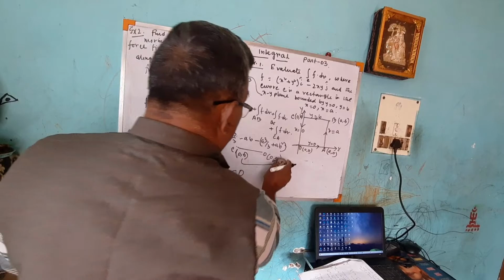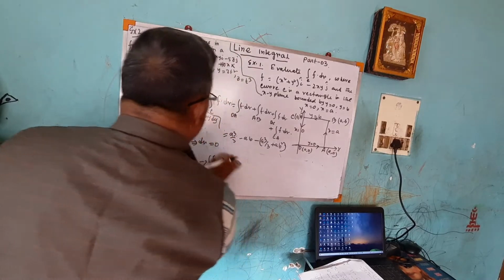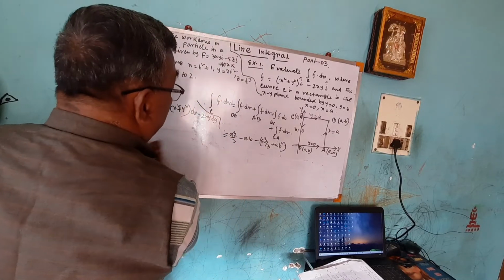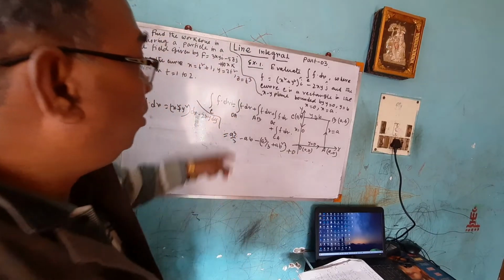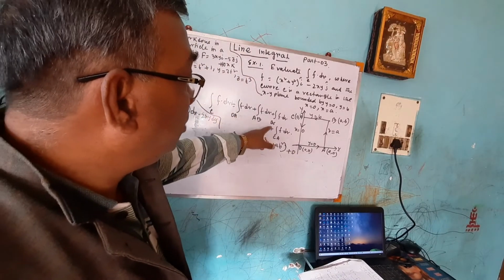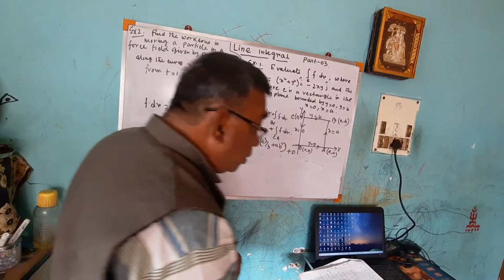So now I am putting along CO the integration is 0, so plus 0. I am putting all the values along OA, along AB, along BC, along CO. So along CO it is 0.